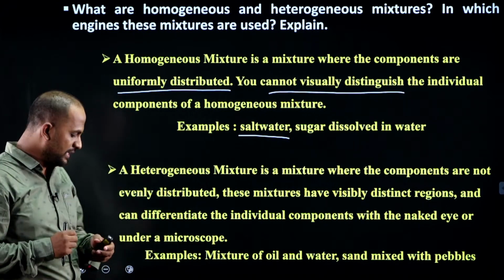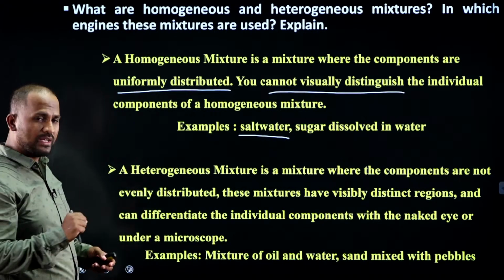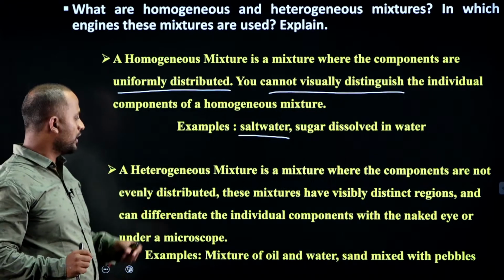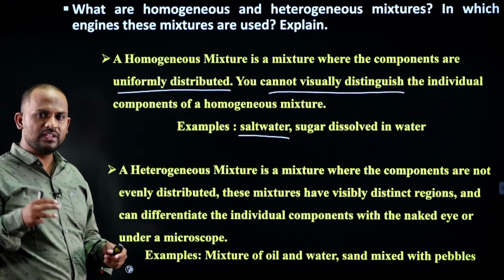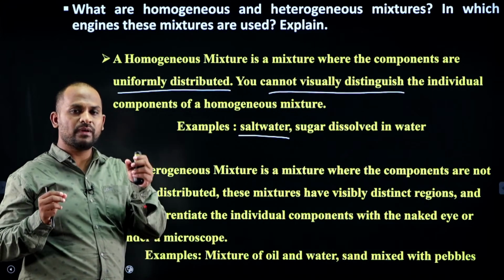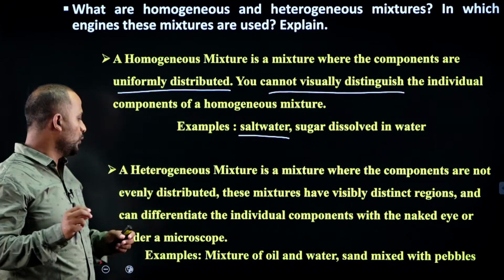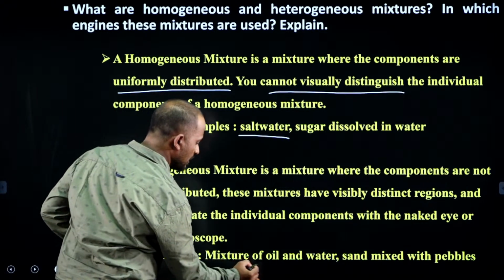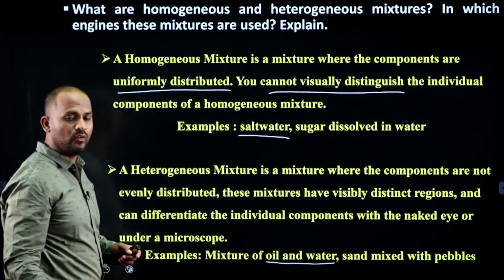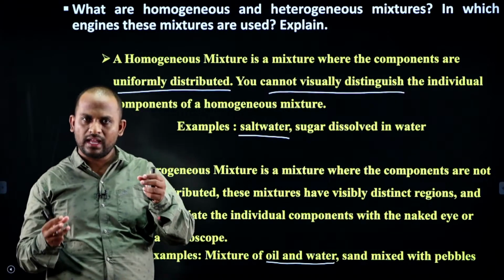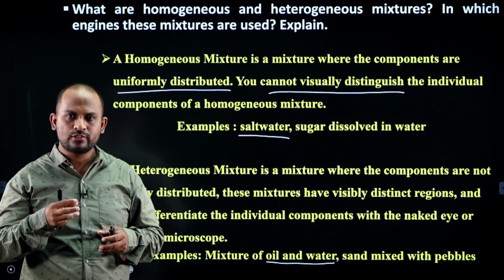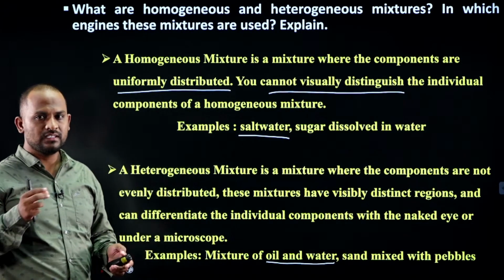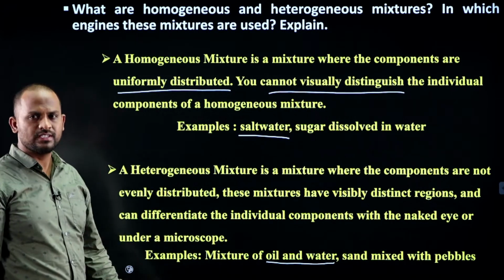Now even after mixing, the even distribution will not be possible in the case of a heterogeneous mixture. After mixing, we can see the two components separately individually. So this is a heterogeneous mixture. An example is the mixture of oil and water. When we mix oil and water, even after mixing we are able to see the oil components and the water particles. That is an example of a heterogeneous mixture.